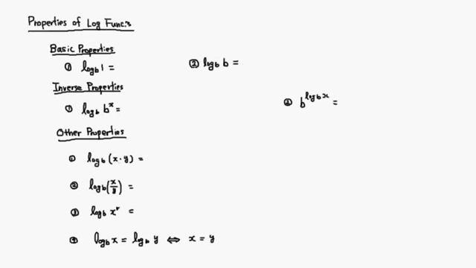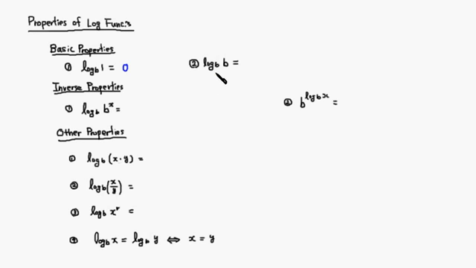Okay, let's look at the properties of log functions. First one's basic properties. If you have a log function of any base, if you plug in 1, what would you get? Think about the power we need to raise b to get 1. So it's actually 0. If you plug in 1 into a log function, you always get 0.